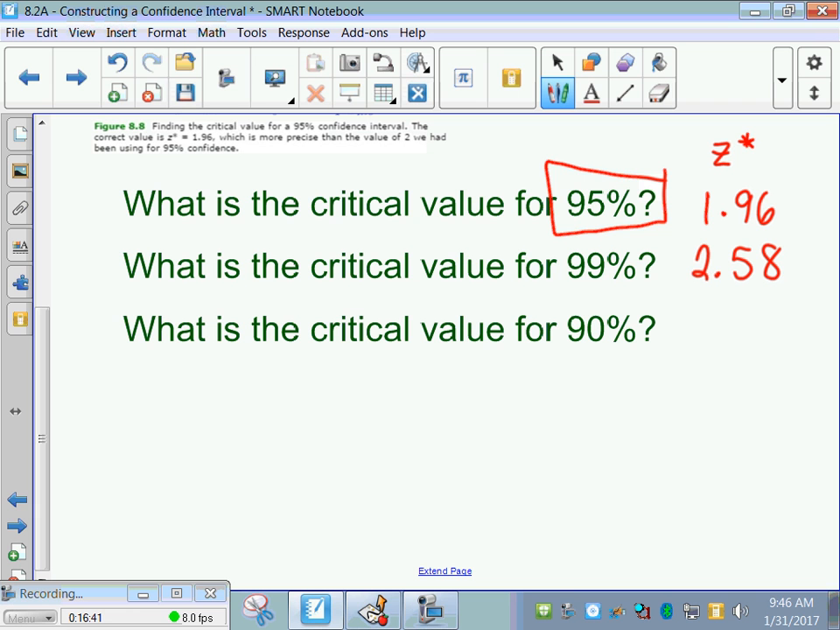And 90%, you guys try it. What would you put in for the area? You take 10% and you divide by 2. So what goes in?